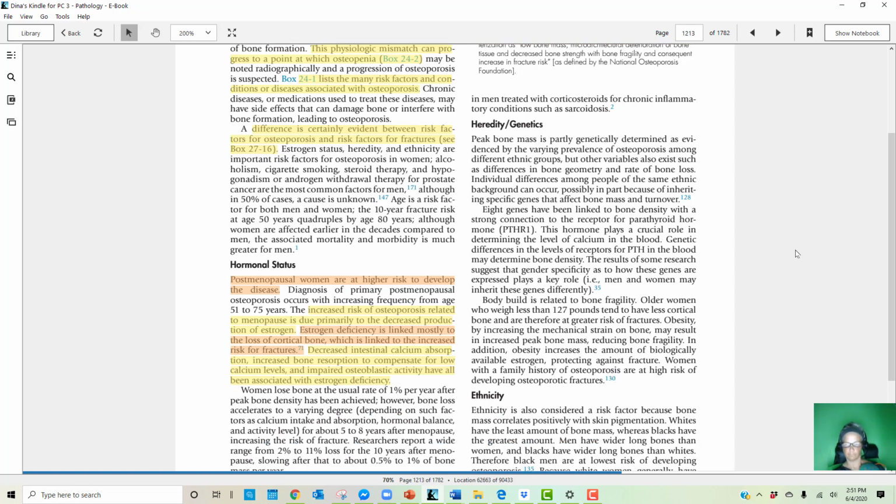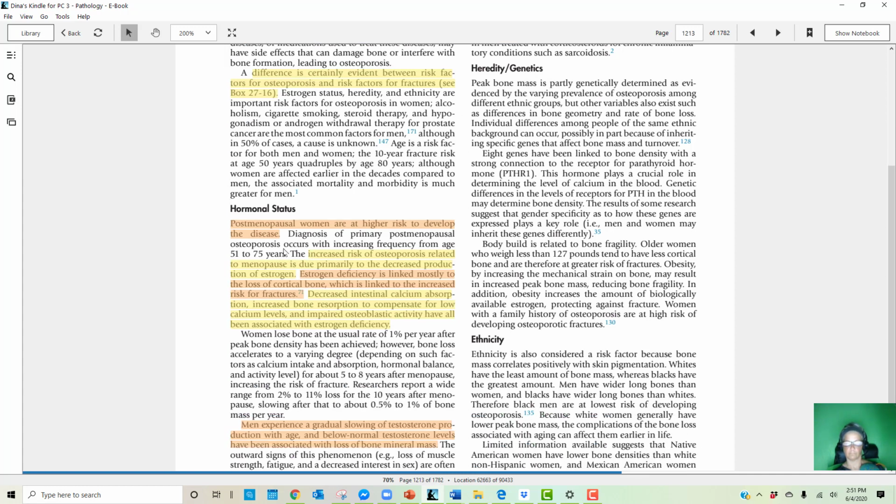Eight genes have been linked to bone density, with a strong connection to the receptor for parathyroid hormone, PTH1. This hormone plays a crucial role in determining the level of calcium in the blood. Genetic differences in the levels of receptors for PTH in the blood may determine bone density. The results of some research suggest that gender specificity as to how these genes are expressed plays a key role. That is, men and women may inherit these genes differently.